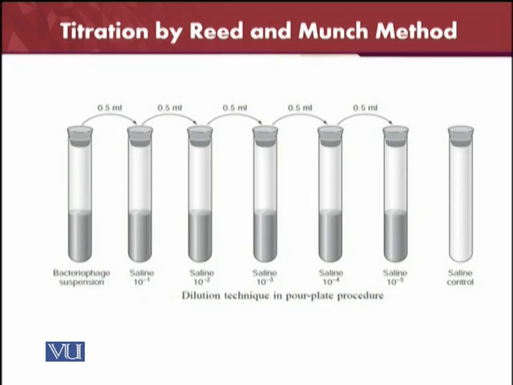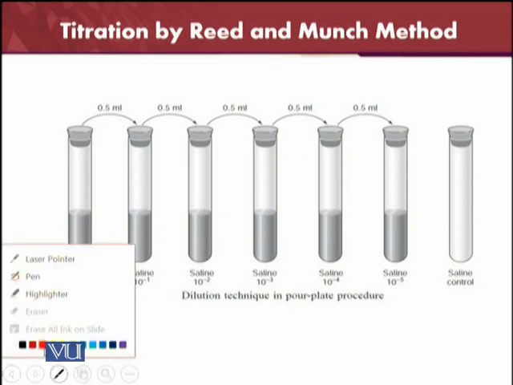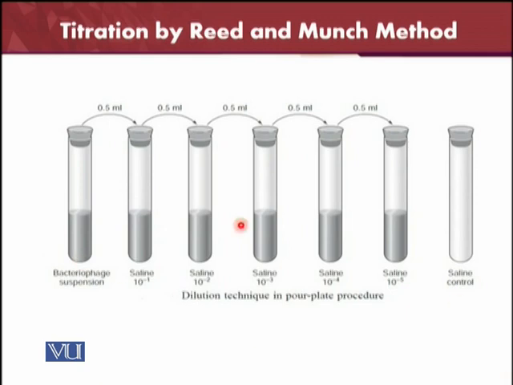Titration by the Reed and Muench method uses different dilutions. Here in this experiment, we are going to use dilutions in NaCl, the normal saline. Dilutions of 10 raised to the power 1, 2, 3, 4, 5 will be used, and then saline as a control, without any dilution. Then the bacteriophage suspension is on this side. The dilution technique uses 4 plates, and the amount of inoculum is of course the same. Here is the control, and the inoculum is the same.